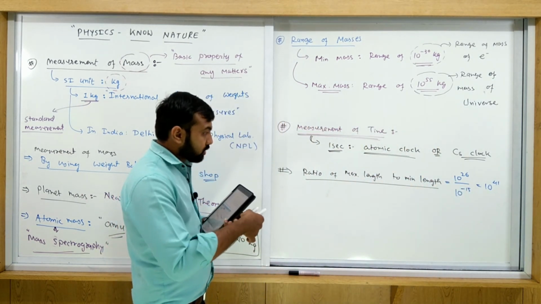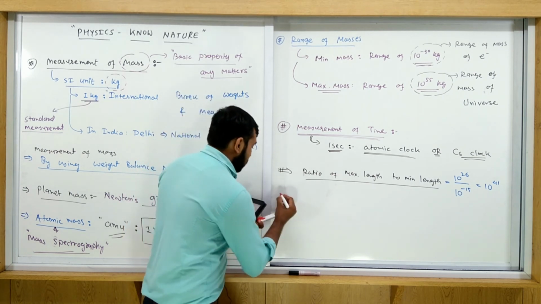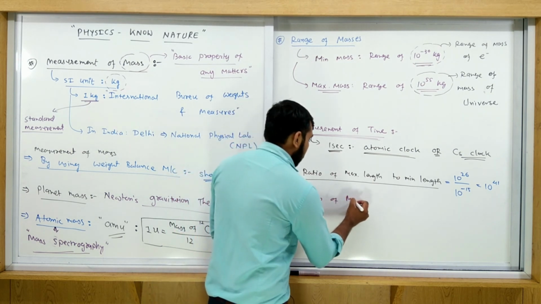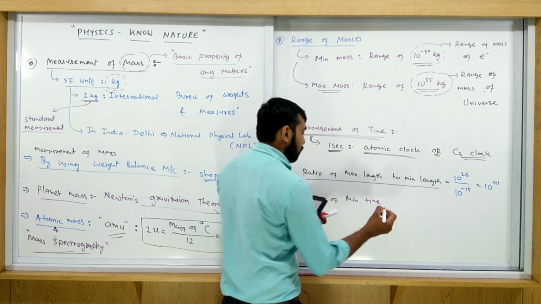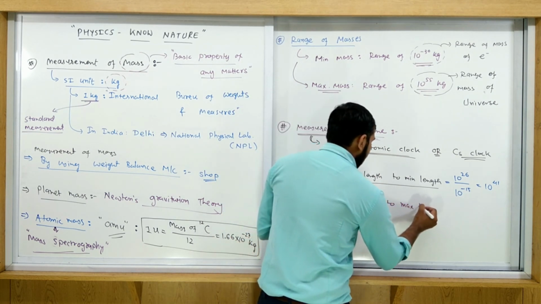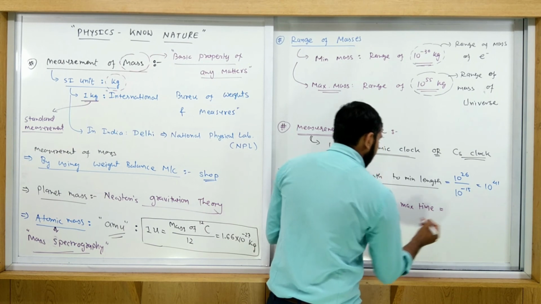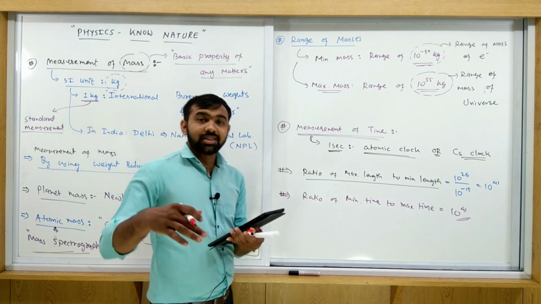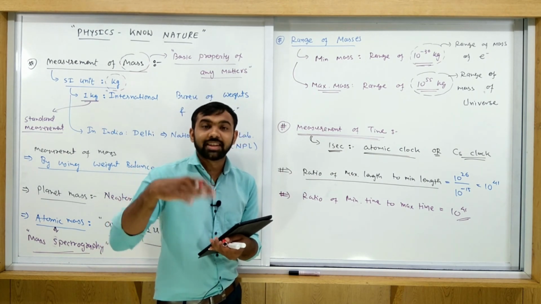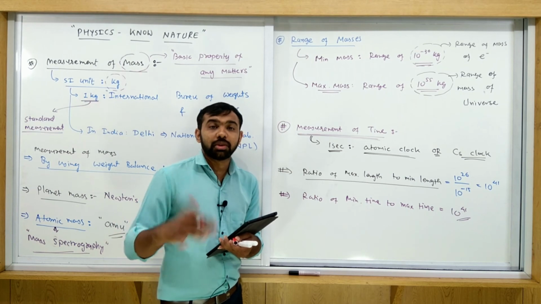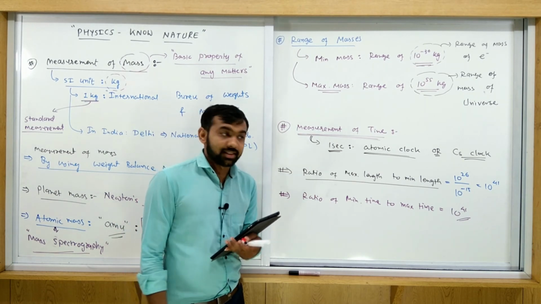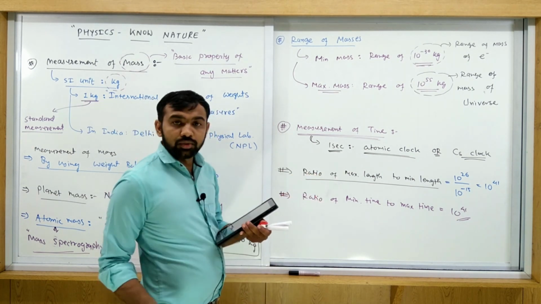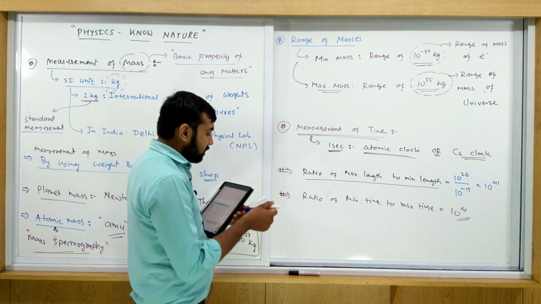Now similarly, find the second thing. If you find the ratio of maximum time to minimum time, this answer is also equal to 10 raised to 41. The minimum time is the transition of an electron between two orbits in an atom, approximately 10 raised to minus 9 seconds, and the maximum time is for traveling. So the ratio is 10 raised to 41.